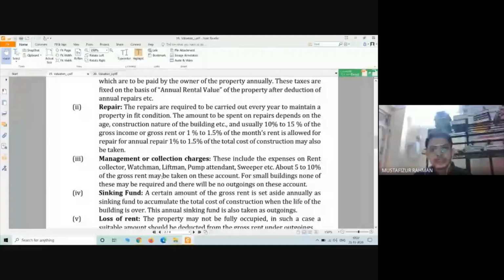Now, what are the types of outgoings? Taxes, management or collection charges, society, rent collector, then watchman, lift, pump attendant.